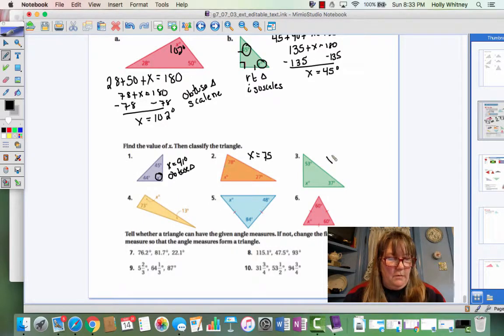In number 3, x is equal to 90, therefore it is a right triangle with scalene sides because none of them are congruent. Number 4, x is equal to 94 degrees, and it is an obtuse triangle with scalene sides.